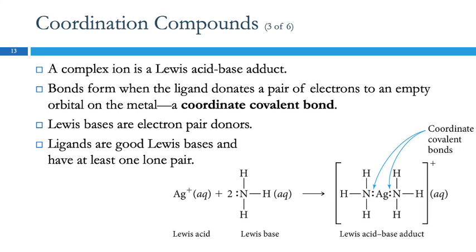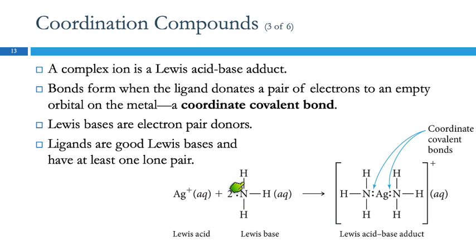And so it can form a coordinate covalent bond. The nitrogen can share its lone pair with silver to form a covalent bond. So this is a covalent bond between silver and the nitrogen. But both of those electrons come from the nitrogen. And then here's another ammonia. The nitrogen has a lone pair, and so it's sharing a lone pair with silver. So these are coordinate covalent bonds where both electrons come from one atom. It's being extra generous. The Lewis bases are the electron pair donors.